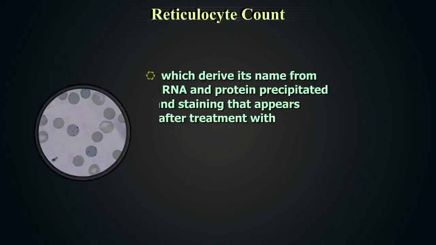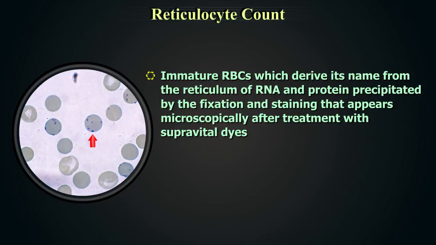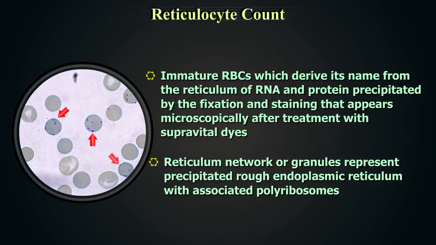Reticulocytes are immature red blood cells which derive their name from the reticulum of RNA and protein precipitated by the fixation and staining that appears microscopically after treatment with supravital dyes. The reticulum network or granules represent precipitated rough endoplasmic reticulum with associated polyribosomes.